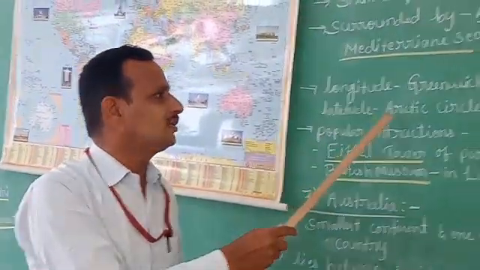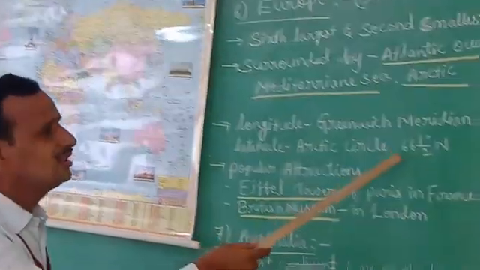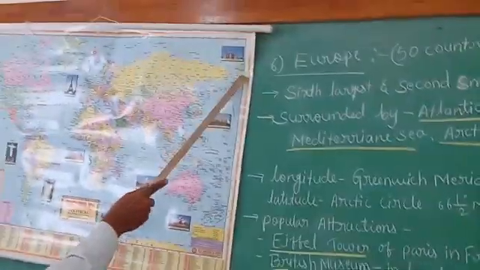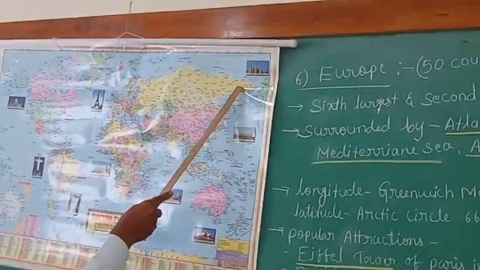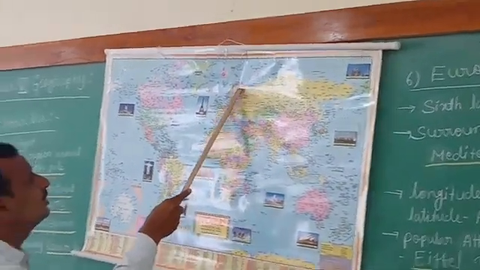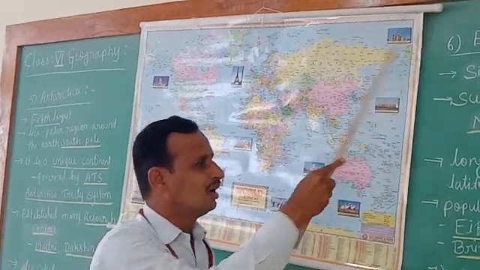And another line of latitude is the Arctic Circle. Already you know that this is 66.5 degree north. You will see here, this is the 66.5. This is the latitude, children, that passes through the Europe continent. This is 66.5 degree north.